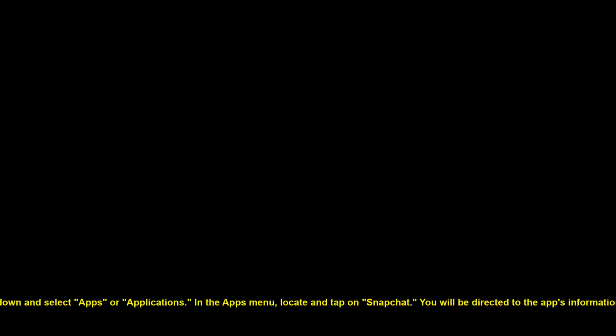Access the home screen and open the Settings app. Scroll down and select Apps or Applications. In the Apps menu, locate and tap on Snapchat. You will look for the option that says Uninstall or Delete.